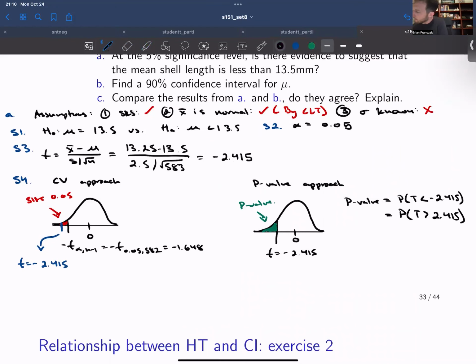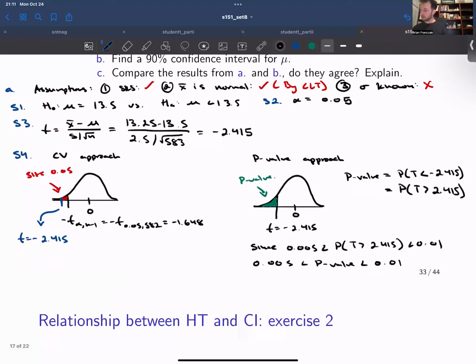So we would say here, since 0.005 is less than the probability, I'll write that down here, which is less than 0.01. So 0.005 is less than the p-value, which is less than 0.01.